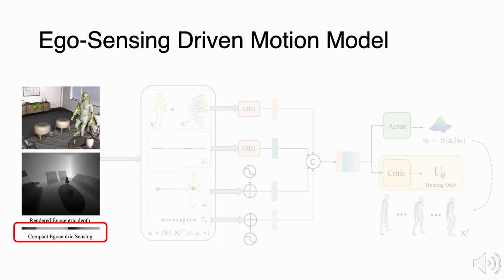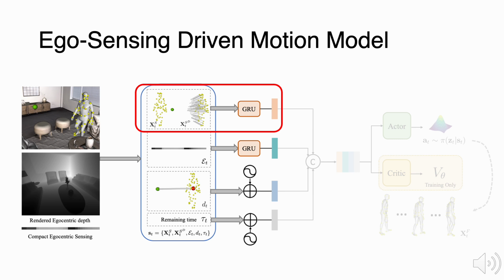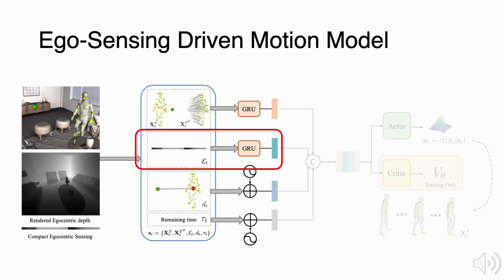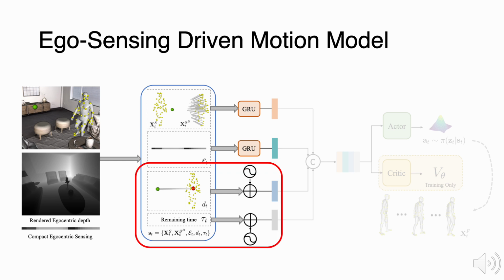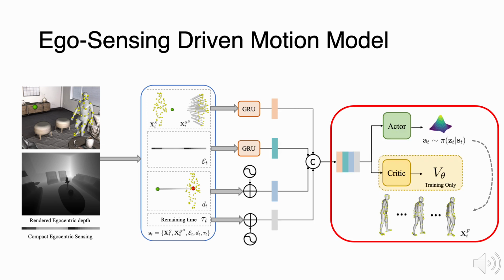To avoid expensive depth rendering and stabilize the reinforcement learning training, we propose to use compact egocentric sensing as a depth proxy. The body pose and shape are simplified using body markers, and the body marker location and direction to the target are encoded with GRU. Egocentric sensing is encoded with GRU to capture temporal information. The distance to the target and remaining time are encoded using positional encoding. We use the PPO algorithm to optimize a stochastic policy. The actor and critic networks are parametrized by MLPs.